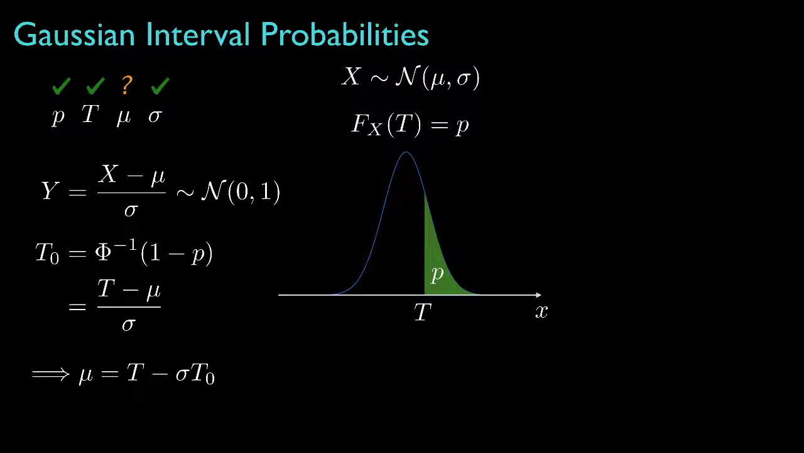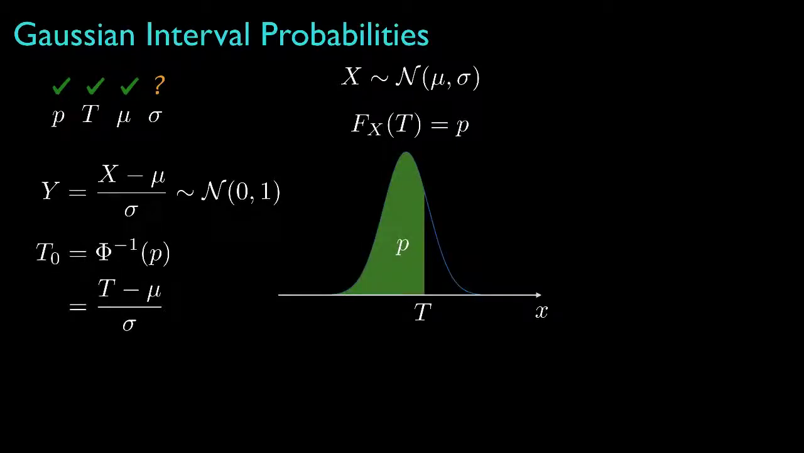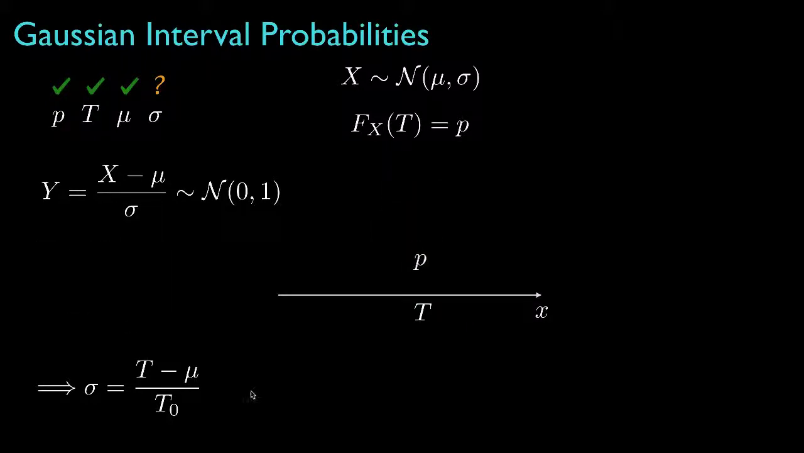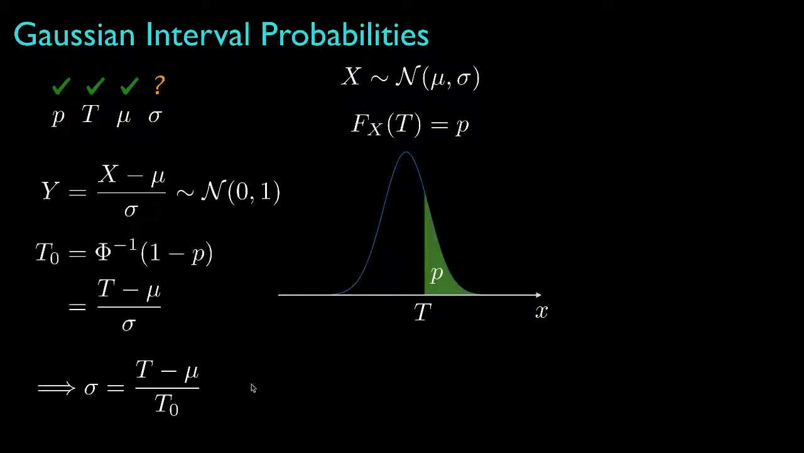And then we'd make a simple modification if we had the right-hand tail probability. Finally, we could have the situation where the standard deviation is the unknown quantity. In this case, we could use the same approach and solve for the unknown standard deviation instead of the mean. And again, we could make a simple modification to solve for the right-hand tail probability.